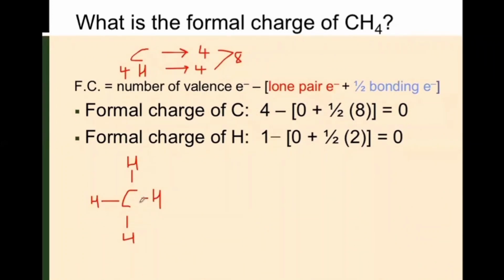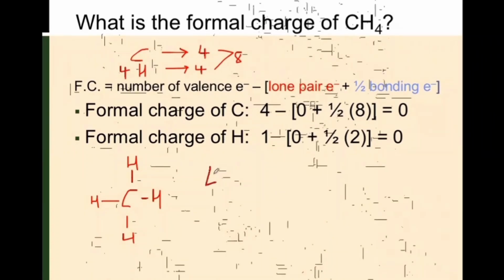There aren't any lone pairs here. So that's 1, 2, 3, 4 bonding pairs. That's 8 electrons. Carbon has its 8 electrons, and hydrogen has its 2 electrons in each. So how do we then calculate the formal charge based on this? Carbon has its 4 valence electrons. It's the usual 4 electrons because it's in group 4A.